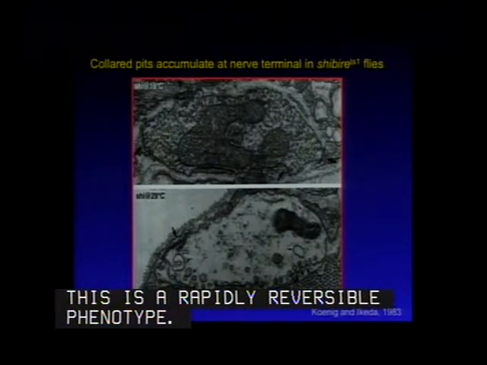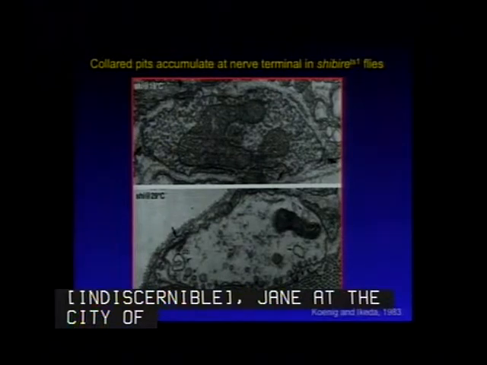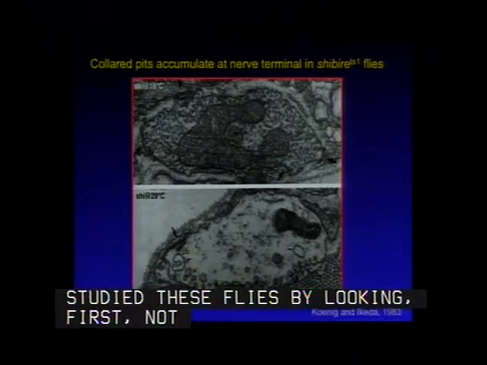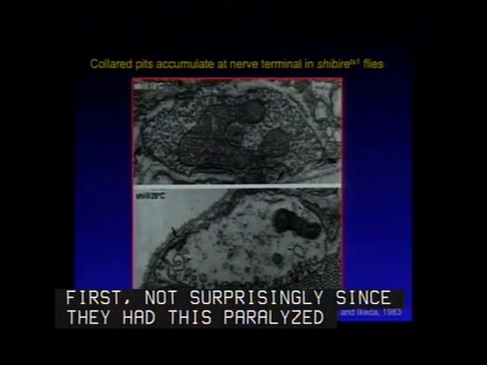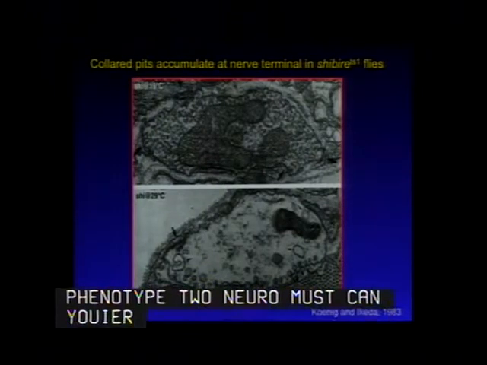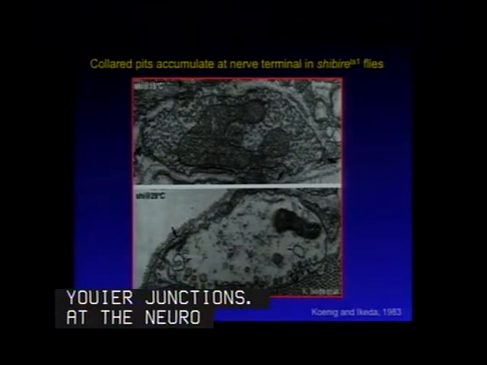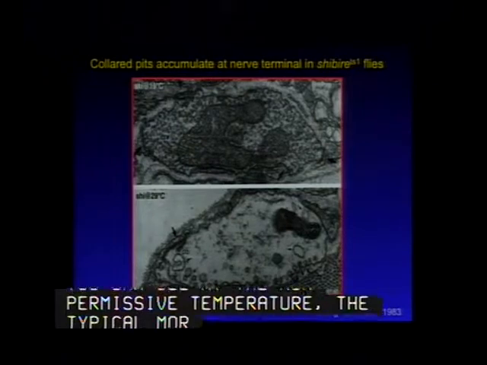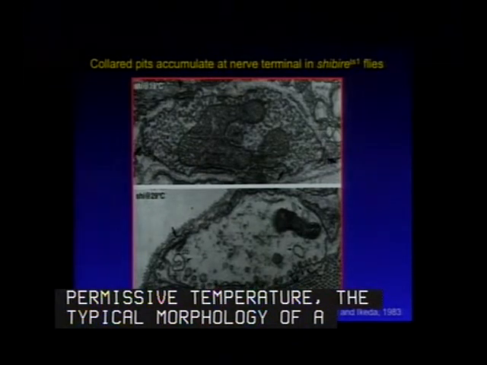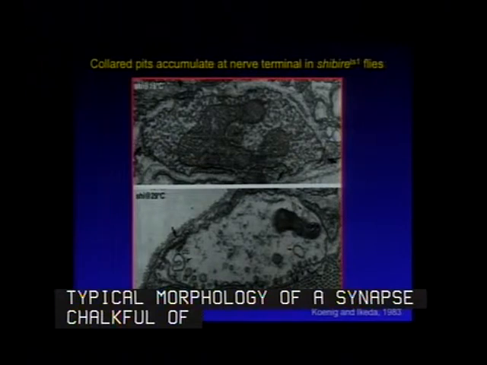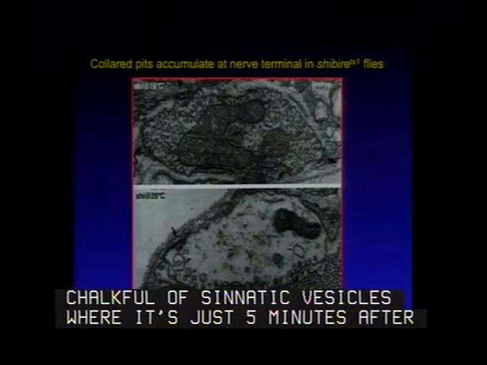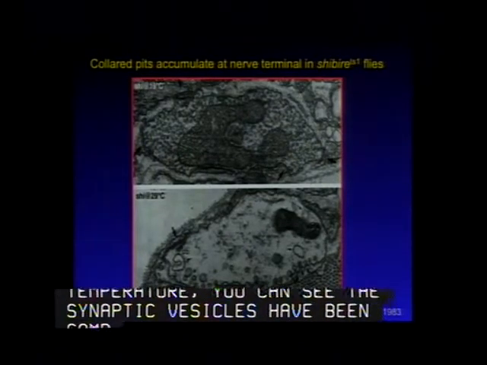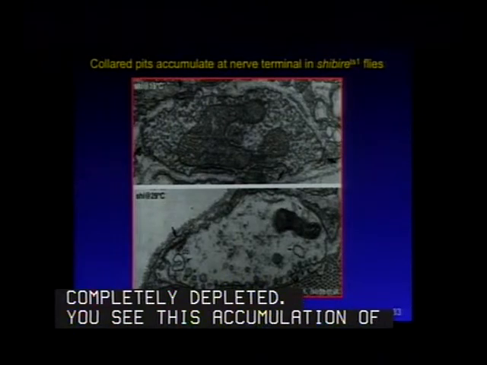Jane Koenig and Kazuo Ikeda at the City of Hope in California studied these flies by looking first, not surprisingly, since they had this paralyzed phenotype, at the neuromuscular junctions. At the permissive temperature you can see the typical morphology of a neuromuscular synapse, chock full of synaptic vesicles and docked here at the muscle. Whereas just 5 minutes after shift to the non-permissive temperature, you can see the synaptic vesicles have been completely depleted, and instead you see this accumulation of endocytic profiles on the presynaptic membrane.